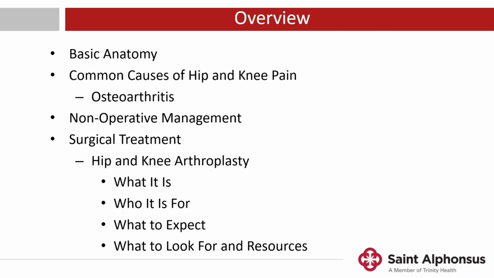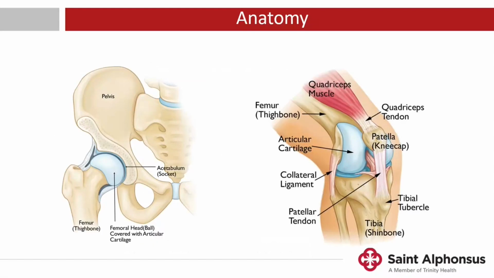So today we're going to cover the basic anatomy, just getting the lay of the land of what's going on inside the hip and the knee. We'll cover common causes of hip and knee pain with special focus on osteoarthritis, which is the most common reason that we do hip and knee replacements. We'll talk about non-operative management as well as surgical treatment. And specifically, we'll cover who is a good patient for hip and knee arthroplasty, what it is, what to expect, what to look for as you're seeking treatment, and some resources for you that you can take no matter where you get your treatment.